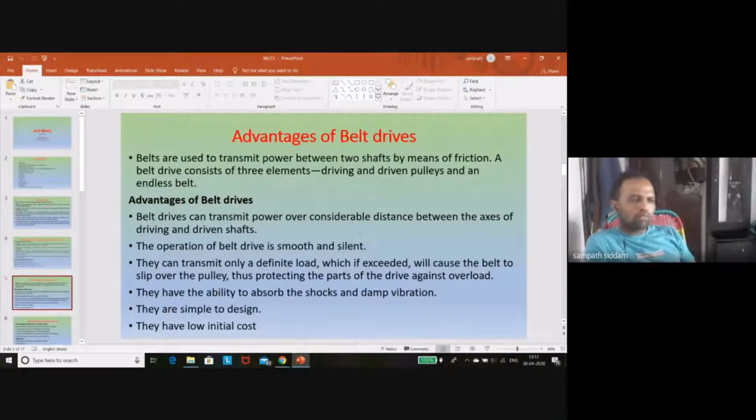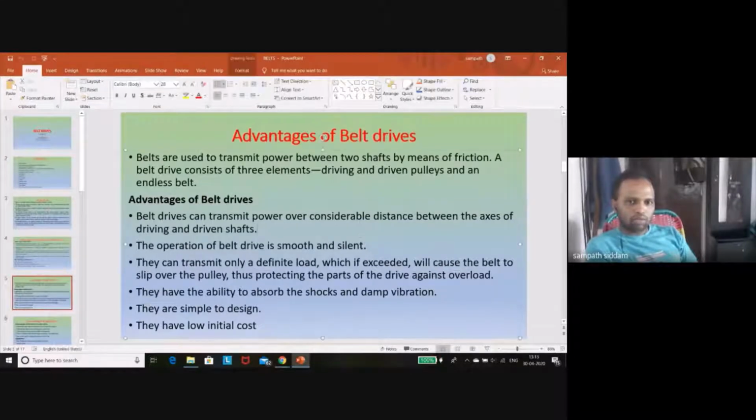They also have another important advantage: the ability to absorb shocks and vibrations, which are absorbed by the intermediate links in between. This is also very simple to design. In the case of gears, you have spur gear, helical gear and other different gears, and the design is very complicated. In a small space we need to fit them, which is a major disadvantage. Here that's not the case. Next, belts have a low initial cost, whereas the fabrication and production cost is very high in the case of gears.